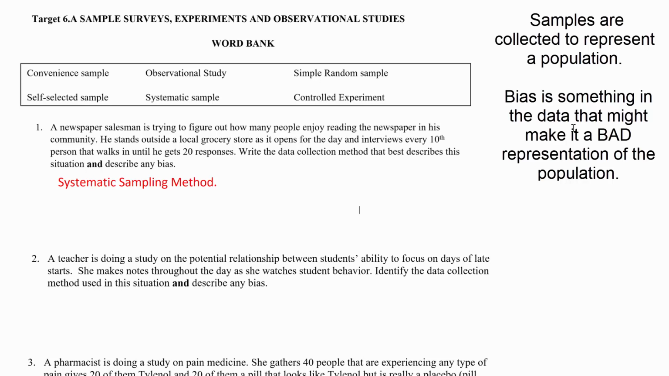In this situation, it looks like the salesman goes to the grocery store right when it opens, and he grabs the first 20 responses. Now, when it opens, that's usually in the morning. Can everybody get to the grocery store early in the morning? Not necessarily. In the morning, maybe a lot of people are getting ready to go to work. Kids are going to school, so it's a busy time. And the people that are going to the store early might be people that are retired, for example. So they might be a little bit older and have a different opinion about reading newspapers. So that would cause some bias there.